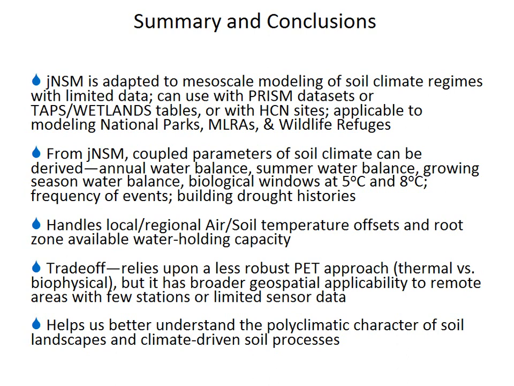You can also use your own monitored soil climate information if you are an avid soil climate person in the field with your soil survey. From NSM, a couple of parameters for soil climate can be derived. These include the annual water balance, summer water balance. By the way, these are all in the user's guide and detailed in the appendices for you. Growing season water balance, biological windows at 5 and 8 degrees C, and frequency of events, often helping to build drought stories when we have these events in time.